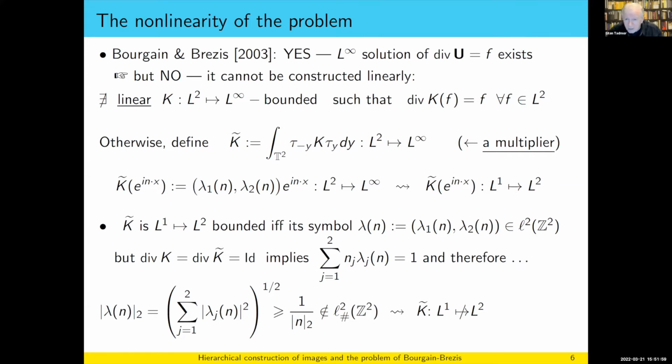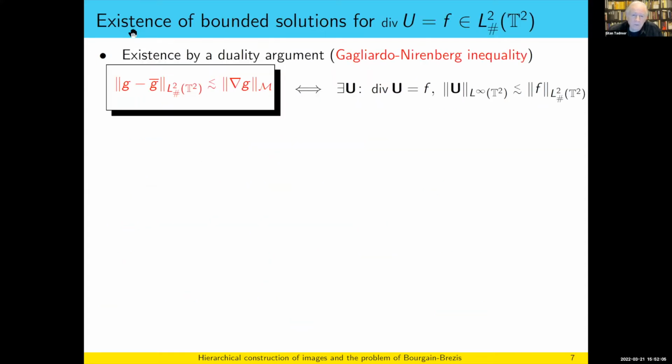Nevertheless, there is a solution, even though it's not linear. And the question is, how do we know that? It follows that there exists a bounded solution for the Bourgain-Brezis problem, and it follows by a duality argument from the Gagliardo-Nirenberg inequality. In fact, to be precise, here's the Bourgain-Brezis statement: there exists a solution, and this is equivalent to a dual statement. So you see the L infinity goes with the space of measures, the divergence with the gradient, the L2 with itself, and this estimate holds, and this is the Gagliardo-Nirenberg inequality in 2 space dimensions. And if and only if this estimate holds, then there exists a solution.